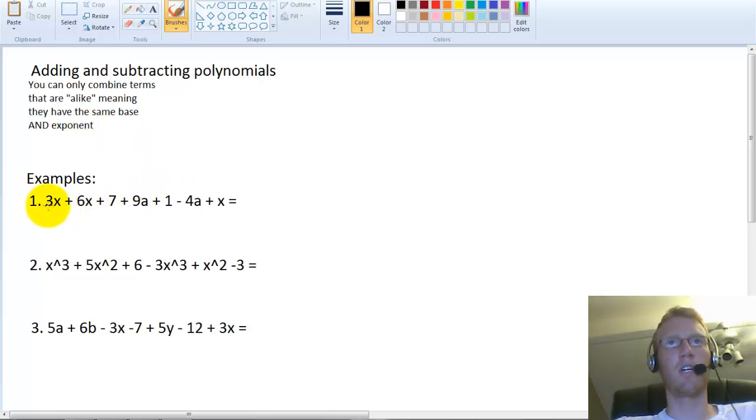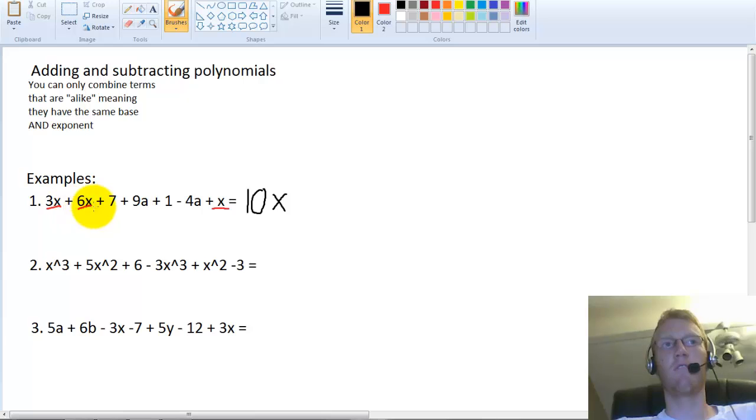So here's a good starting example. I'll get a different color here. When we are combining like terms, we need to find all the terms that are alike. Here I have an x to the first power. Where else do I have x to the first power? I have some here, and I have some here. So I can combine all of these. 3 plus 6 is 9, plus 1 more is 10. So I have 10x. I've combined like terms.